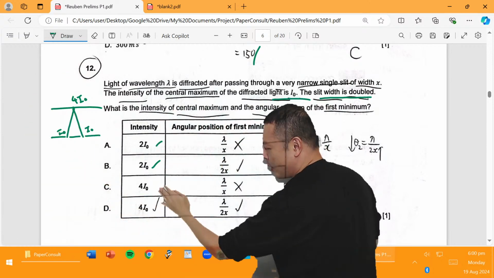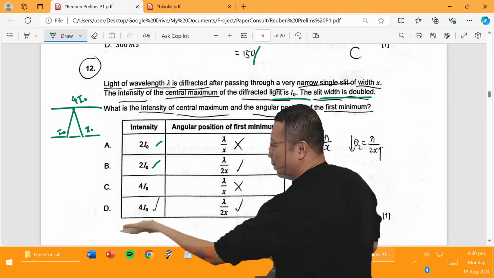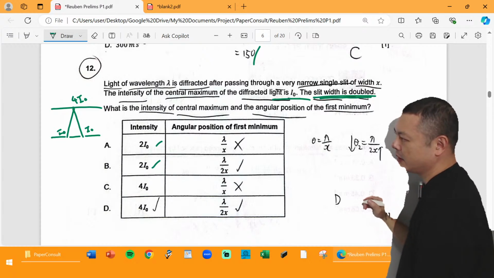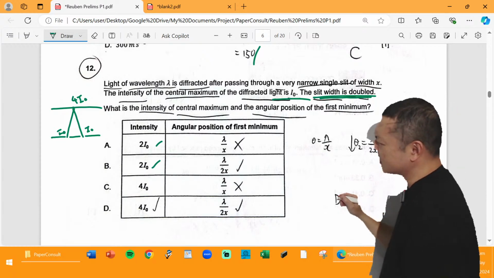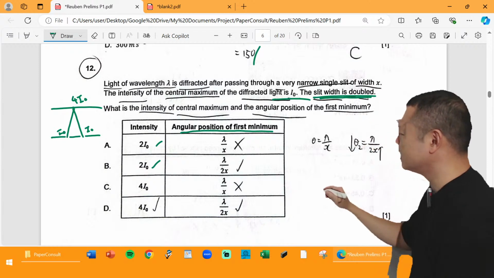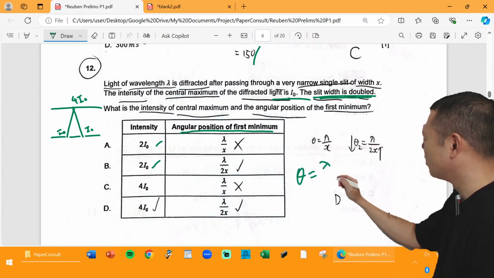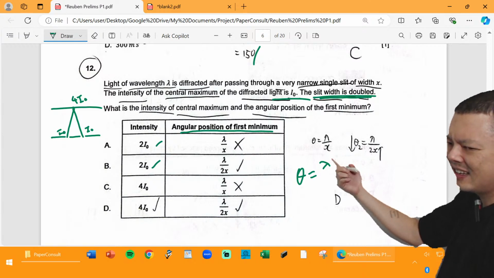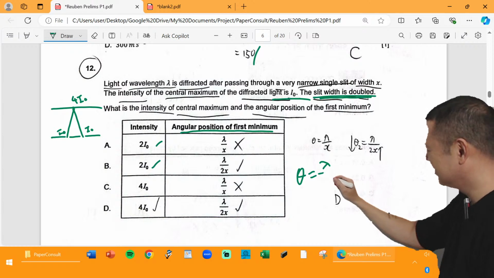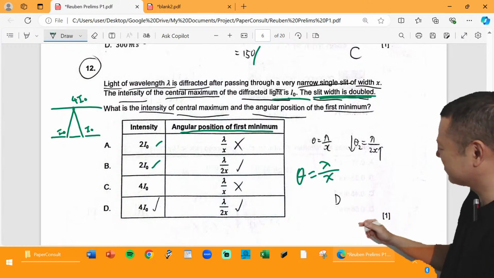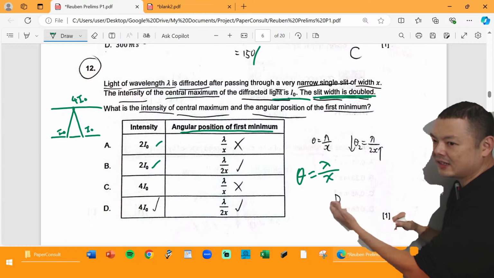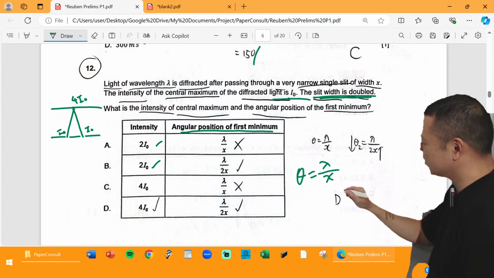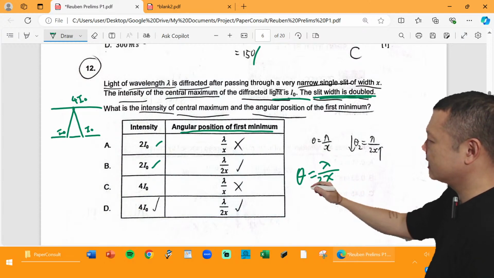So for these two options here, it's not correct, because if it's just a single slit and you double the slit, then the intensity is doubled. Then the problem is the angular position of the first minimum. So theta is equal to lambda over, what's this? Lambda over x. That's confusing. That's the slit width, right? Then they say they double the width. So if you double the width, then theta is half, right?